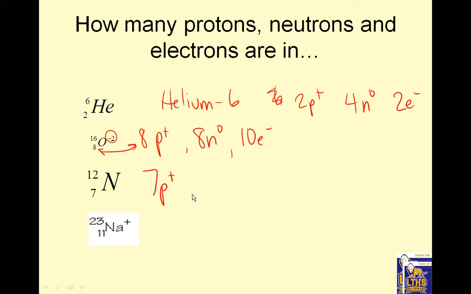Okay, 7 protons for nitrogen. No charge, so that means 7 electrons for nitrogen. And then 12 minus 7 is 5 neutrons for that nitrogen. And this would be called nitrogen dash to the mass number 12.